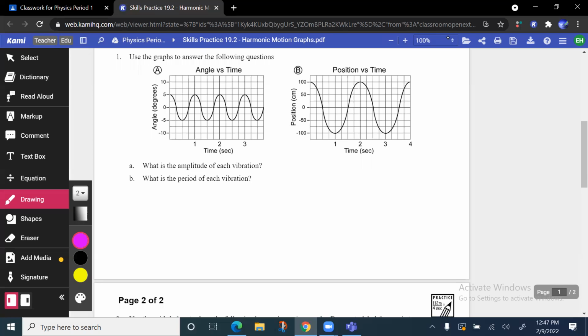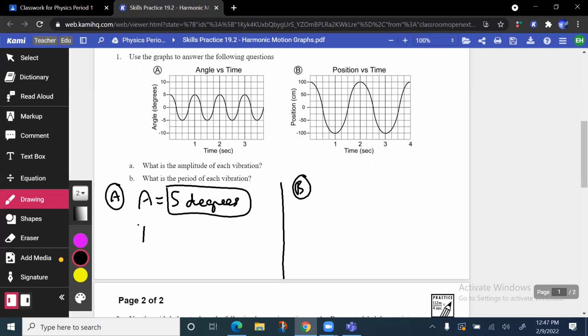In this first practice, we're going to go ahead and divide this page in two for graph A, and then finally graph B. So what is the amplitude of graph A? Well, graph A is 5 degrees higher or lower than zero. So the amplitude is 5 degrees. The period, well, you can see that it's repeating every 1 second.